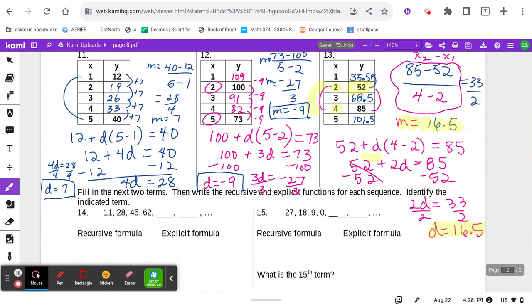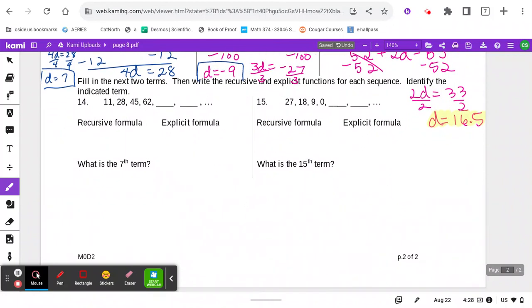Okay, how'd you do on those? We'll be practicing them tomorrow. Last but not least on this page, it's you noticing the pattern. Notice these are still all arithmetic, so we're still just adding or subtracting. So 28 minus 11, I get 17. So continue that pattern, 62 plus 17, 79. 79 plus 17, 96.